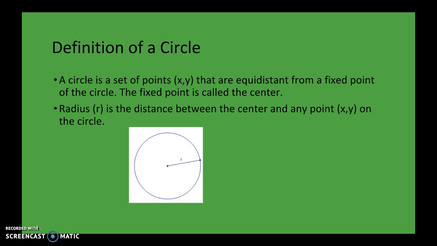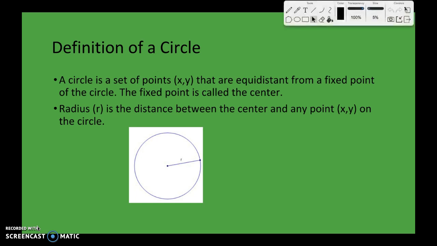A circle is defined by a set of points that are equidistant from a fixed point, and that fixed point is called the center of the circle. The radius is the distance from that fixed point to any point on the circle.